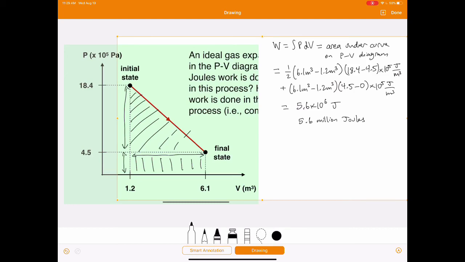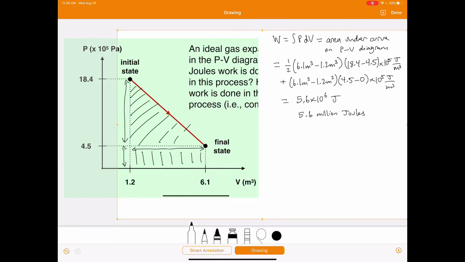Okay, so that's just a little example as to how you calculate work done by a gas using a PV diagram. But let's consider the reverse process, where again, now the gas starts over here, and then it contracts rather than expanding, and ends up over here at this final state. So this will be our reverse process.